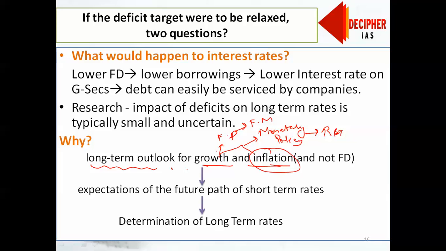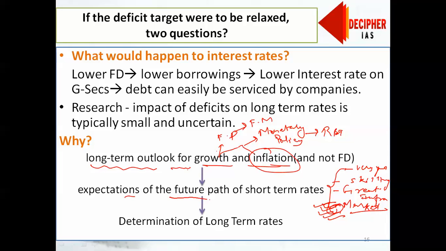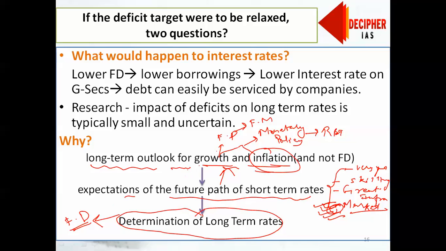So when we know the long-term outlook, suppose in India we have a very young population, we are skilling them, we have great demand for infrastructure, and we have a very huge market, 1.2 billion people. This creates a positive effect for foreign investors and more chances of great growth. So expectations of the future path of short-term rates, growth and inflation prospects determine long-term rates. Okay, so let's move ahead. That is, it wants to say that it doesn't depend on the fiscal deficit but on the growth and inflation balance.